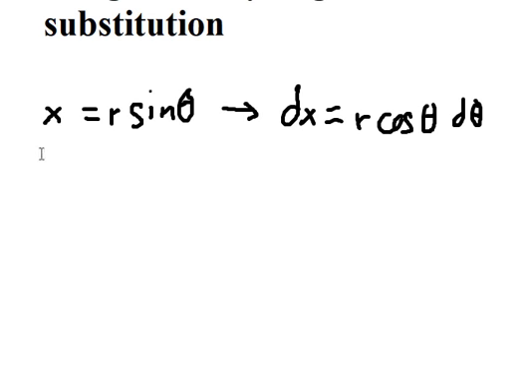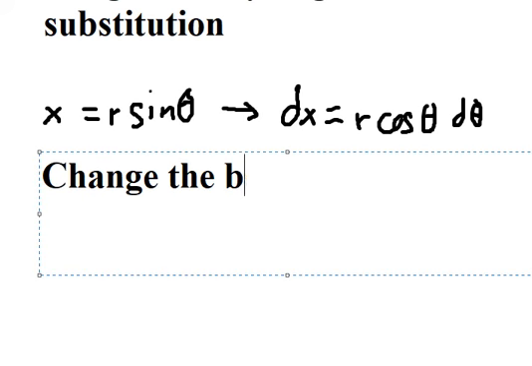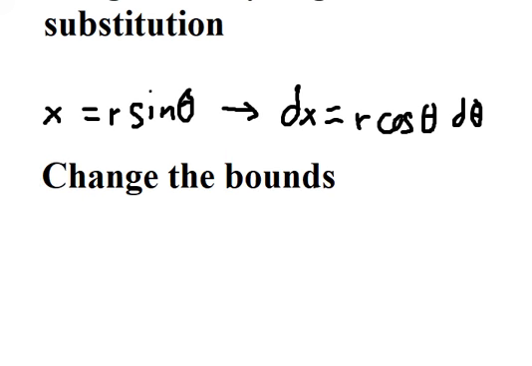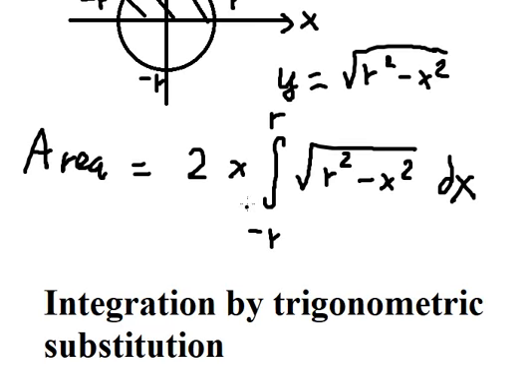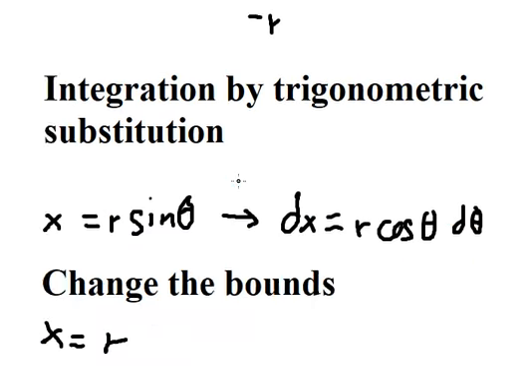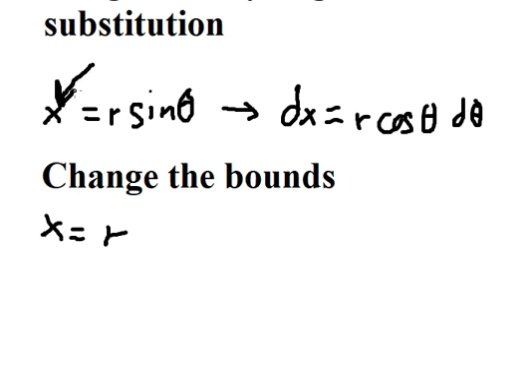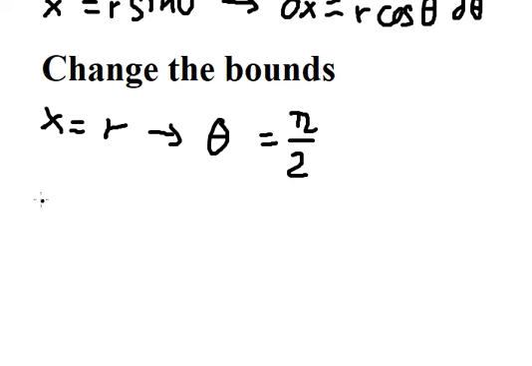Next, we need to change the bounds. When s equals to r, that is in here. So I will put r go to here, and we have r and r. We divide both sides by r, and we have sine theta equals to number 1. So theta in here equals to pi over 2. Now similar for the negative.